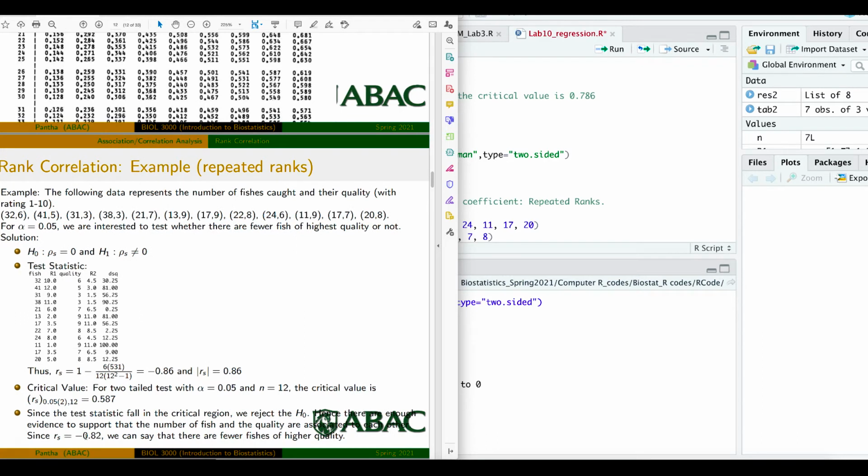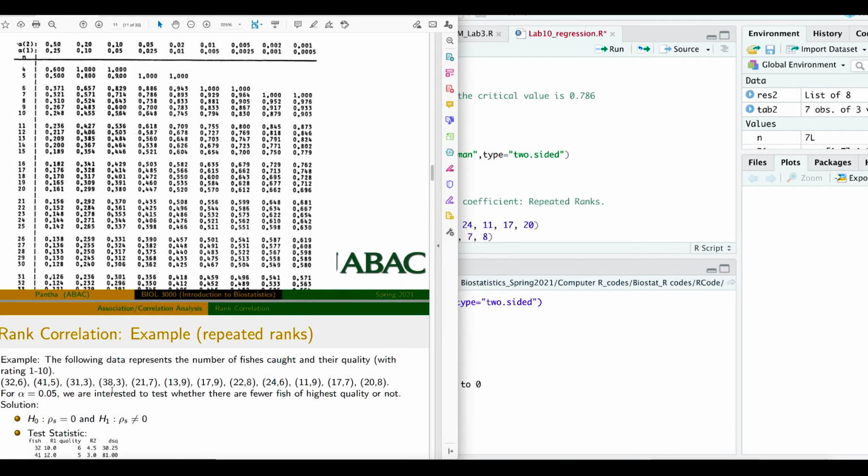Now, next we find out the critical value for a two-tailed test with alpha equals 0.05 and n equals 12. The critical value is 0.587. Let us look at it: 0.05, two-tailed test, n equals 12.